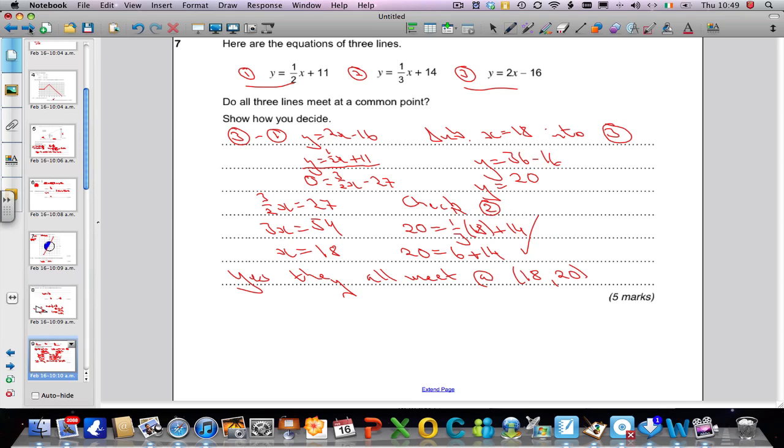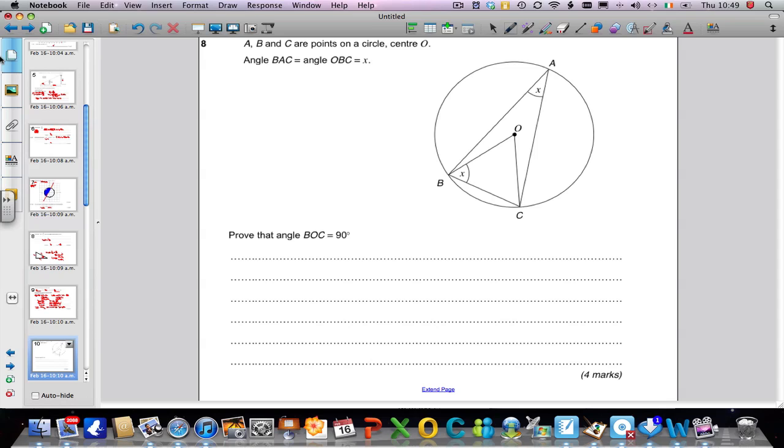Nice, handy 5-mark question. Okay, question 8. We're given A, B, C, which are points on a circle with center O, and we're told that angle BAC equals angle OBC equals x. So basically you're told that this angle is the same as this angle, and we're asked to prove that angle BOC is 90 degrees. So we want to work out this angle here.